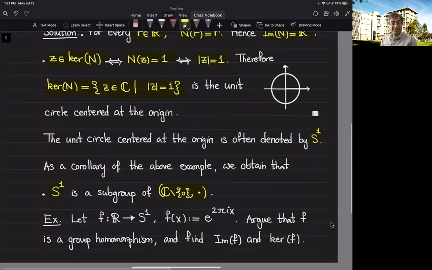Now let's look at the following group homomorphism, from the real numbers under addition to the unit circle. What is the map? We send a real number x to e to the power 2 pi i x. Remember from complex numbers that e to the power i theta, for every real number theta, is cosine theta plus i sine theta.